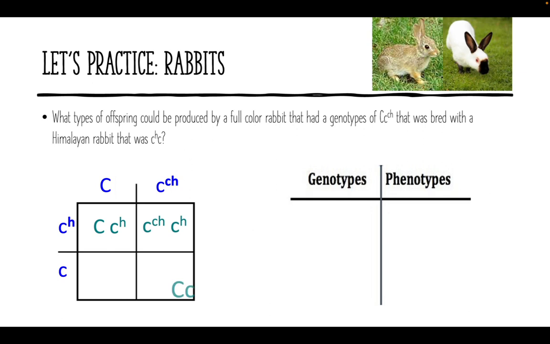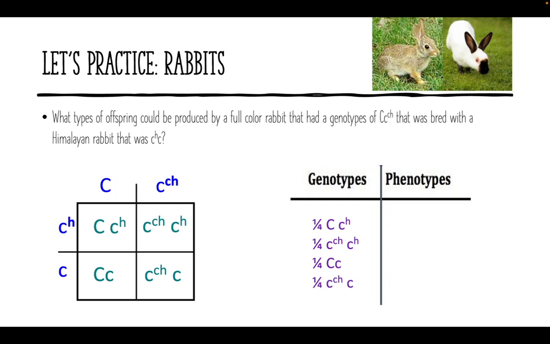My apologies that it's C's because they're sometimes difficult to find or to write out in the appropriate manner. But we have uppercase C, C; C, CH; C, Ch; uppercase C, lowercase c; and C, CH. And so we're going to write those down in our genotype section. There's one of each. They're all very different.